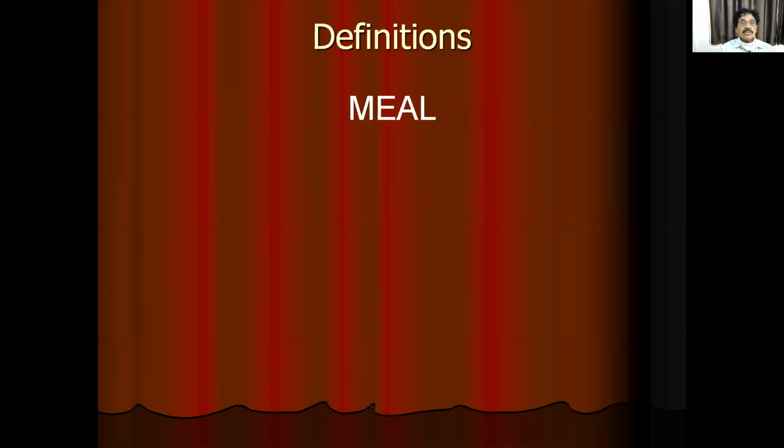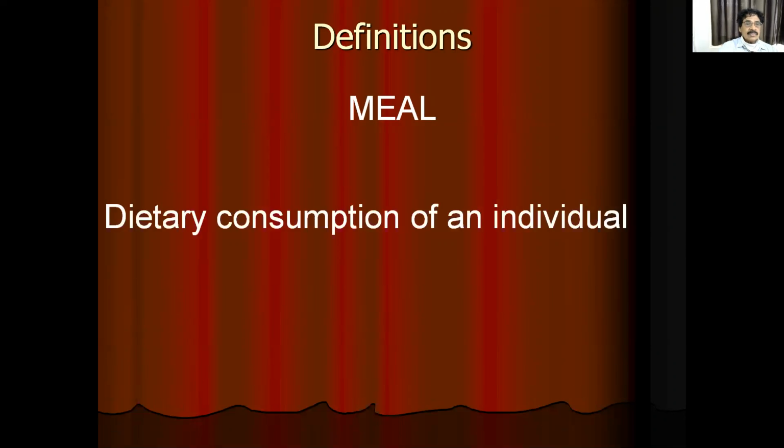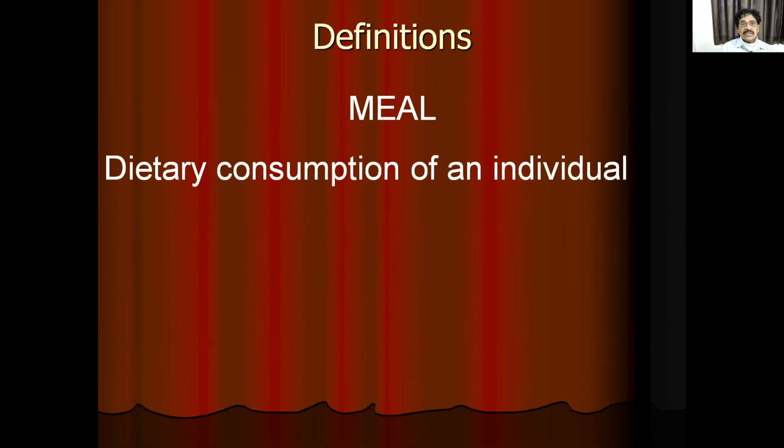Then we come to the next one, that is, what is meant by meal. I completed my meal. I'm going for the meal. This is a term that is often used. So what is meant by meal? Meal is a dietary consumption of an individual. Meal is not like diet. Meal is an individual consumption in one sitting, right?